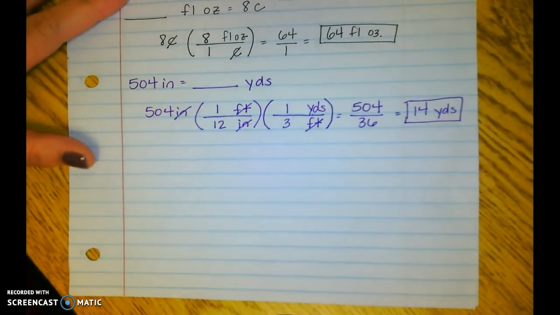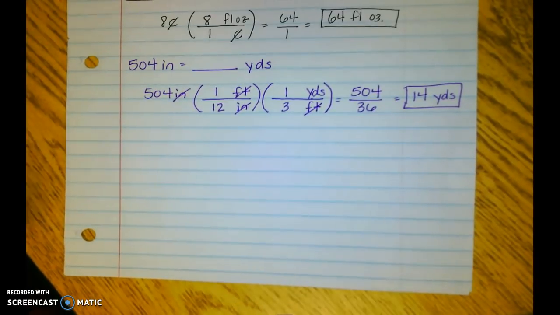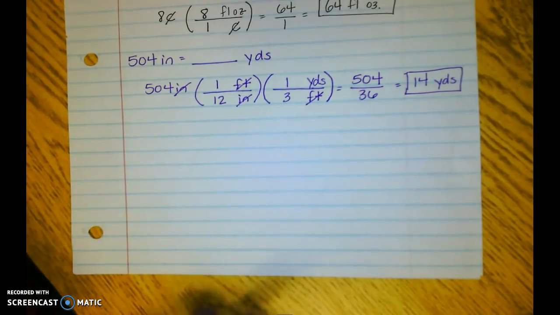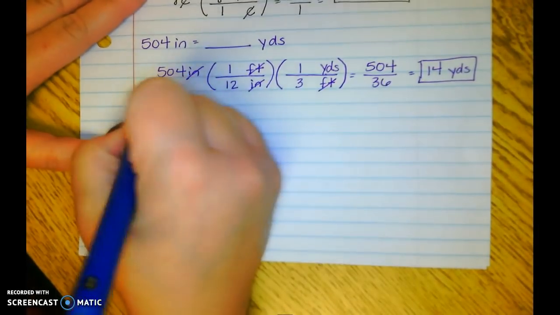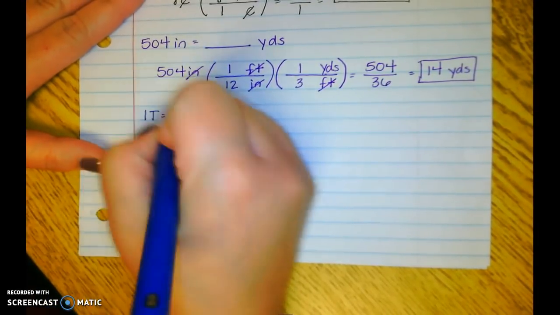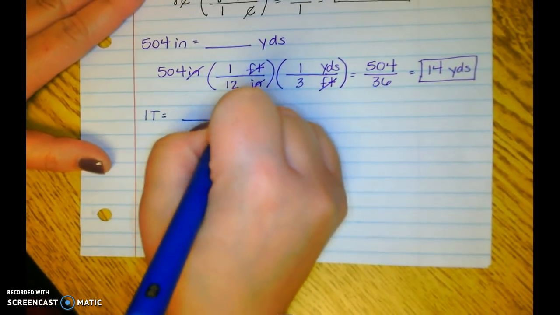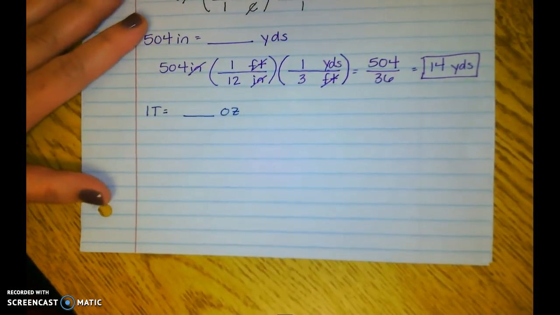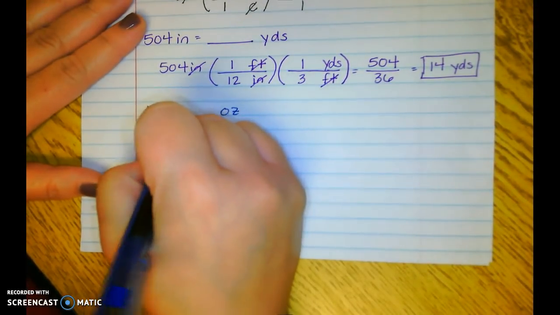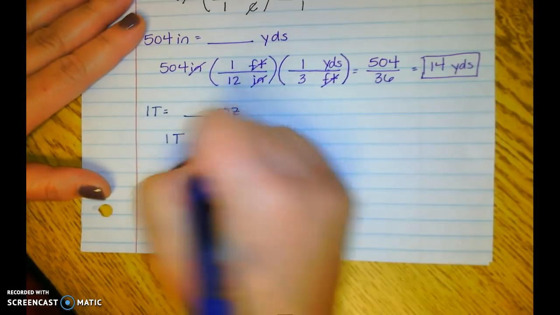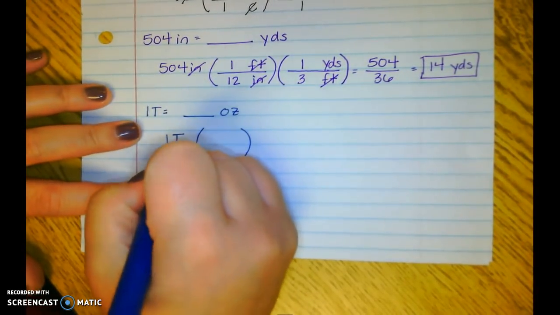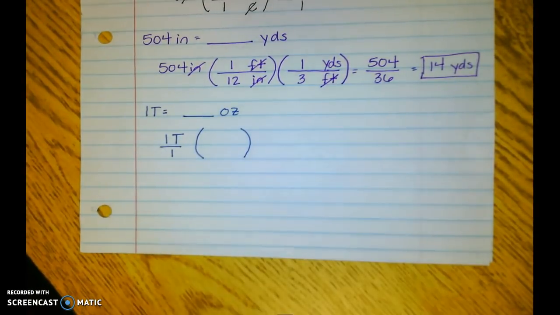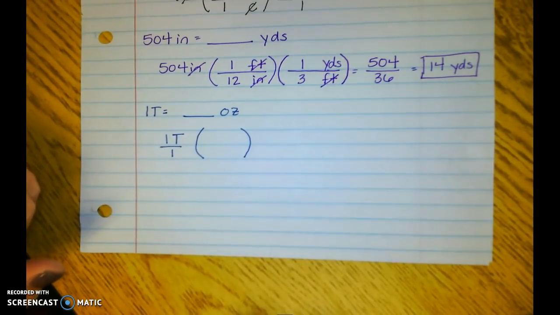All right, going to do another one. At any point, guys, feel free to pause this video and try the problem on your own and then come back and check and see if you got it correct. So now we're going to do 1 ton is equal to how many ounces? Okay, so we're going to start with our ton. Here's my parentheses. And if it helps you, I like to put this over 1. That way it makes everything in fractional form so you don't confuse yourself.